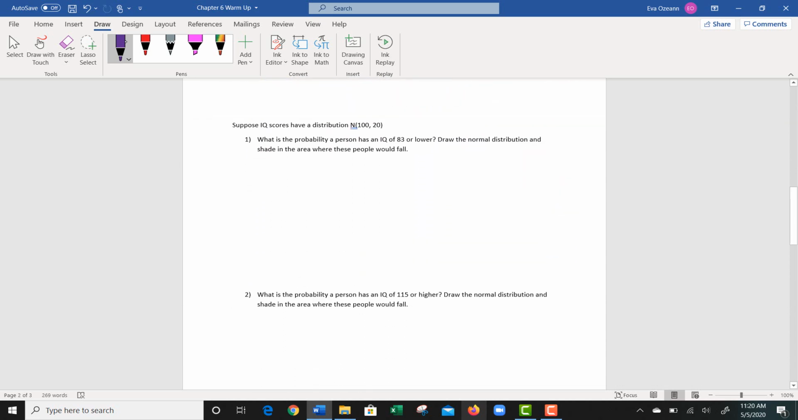Alright, here's something that we're a little bit more used to. So, suppose that IQ scores have a distribution such that N(100, 20). So remember that N tells us it's normal. The 100 is our mean, and the 20 is our standard deviation, or sigma. So what is the probability that a person has an IQ of 83 or lower? Draw a normal distribution and shade in the area where these people would fall.